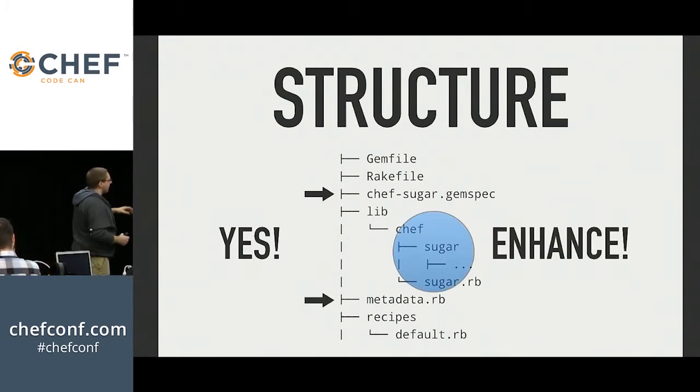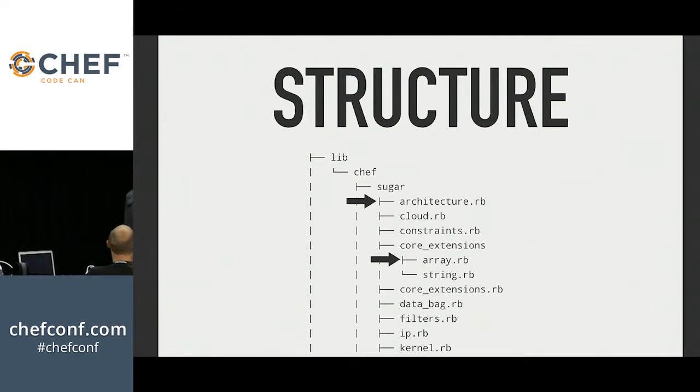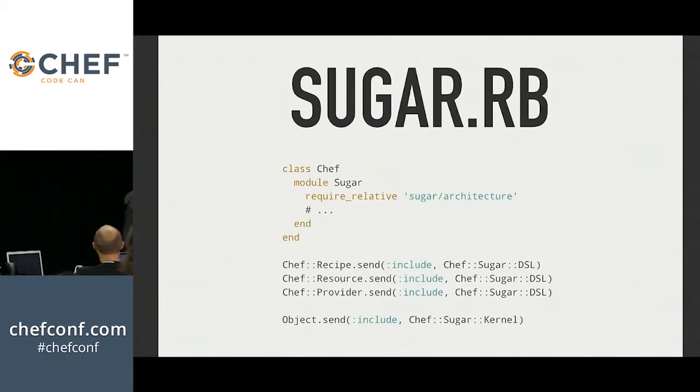So I'm going to use the zoom and enhance technology that they use on Law and Order Special Victims Unit all the time to zoom into this particular part. Under lib/chef/sugar, each one of these things are logically grouped into files. And we have architecture, which you can query for 64-bit or 32-bit architecture. There's array, core extensions. And what one of those files looks like, we'll see in a second, really depends on what sugar.rb is.